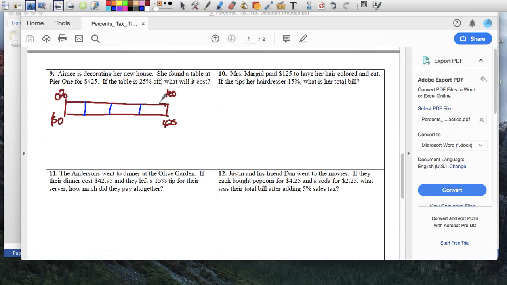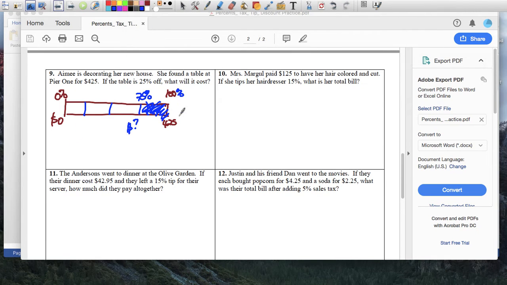Let me just cut this into 4. I'm going to take this guy off, right? So she's not really paying $425 anymore. She's paying whatever value is on this line, but I know that she's paying 75%. So if you have a discount of 25%, instead of paying 100% of the actual value, she's paying 75% of the value. So this one you can do.